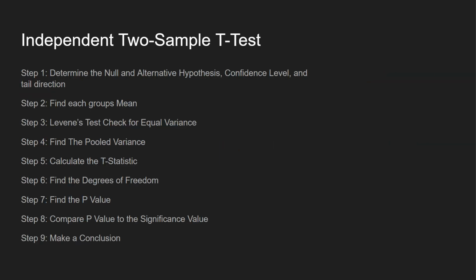All right, so here are the steps for your independent two-sample t-test. One is to find the null and alternative hypothesis, confidence level, and tail direction. Then you want to find the means. Then you want to perform Levene's test. Then you want to find the pooled variance, calculate the t-statistic, find the degrees of freedom and p-value, compare the p-value to the significance value, and make a conclusion. A lot of steps.